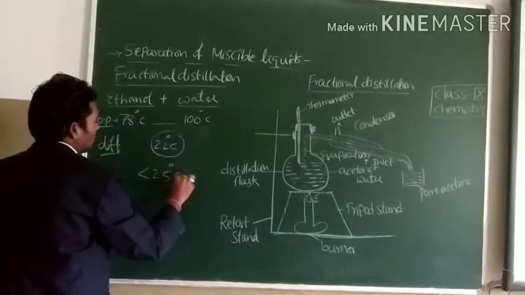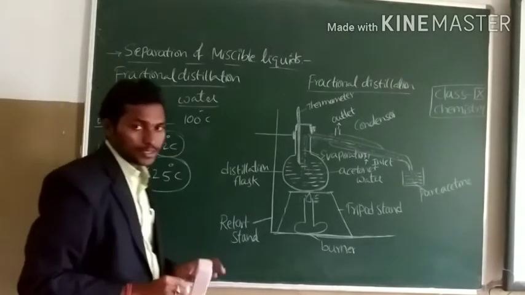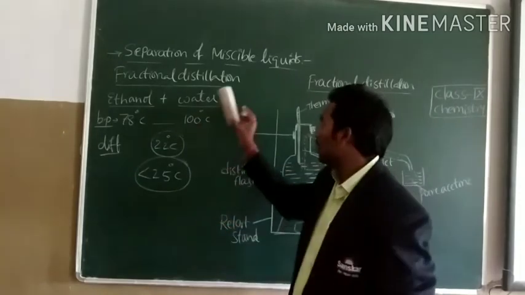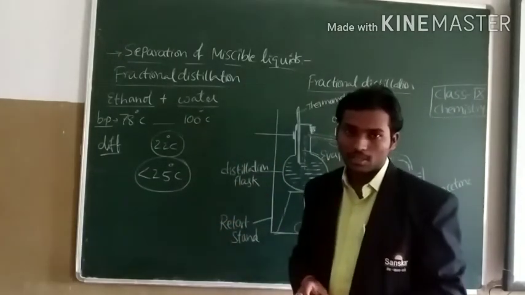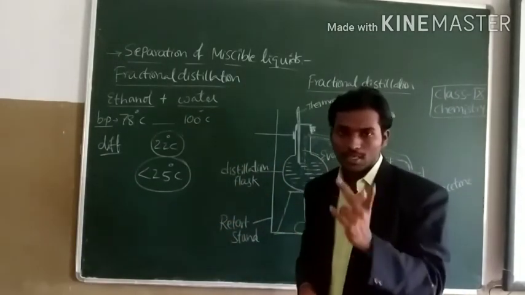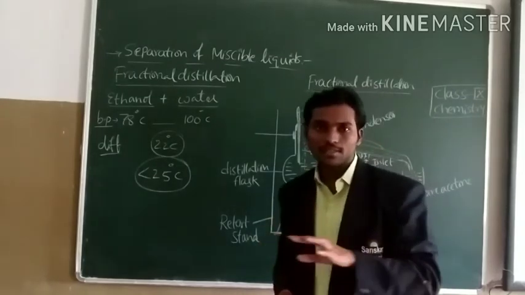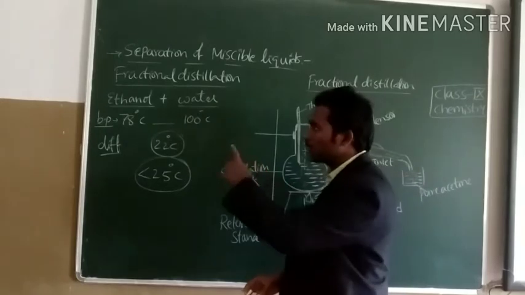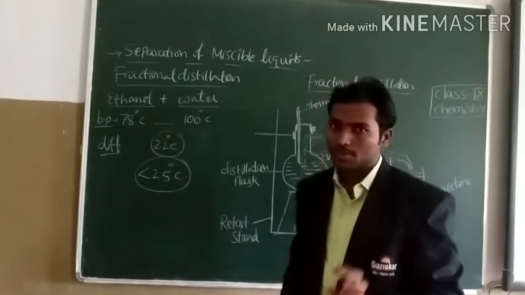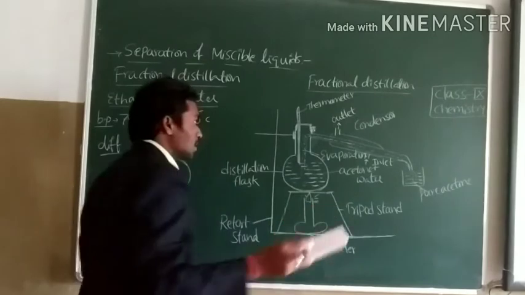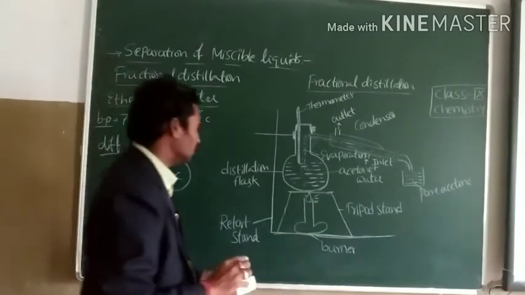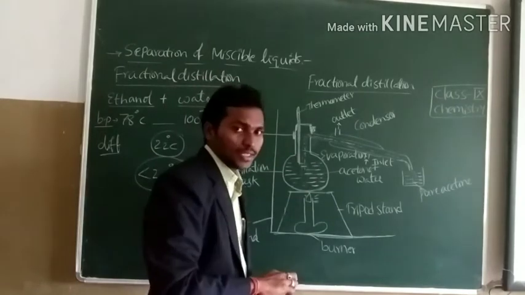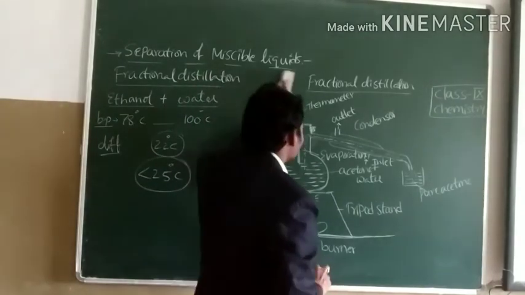When the boiling point difference between two liquids is less than 25 degrees Celsius, then we choose the fractional distillation technique. The experimental arrangement of simple distillation and fractional distillation is almost the same, but in fractional distillation we use a fractionating column. Let us see the experimental arrangement of the fractional distillation technique. They are almost the same, but we place a fractionating column in fractional distillation. Let's see.